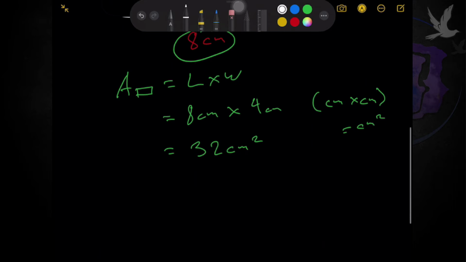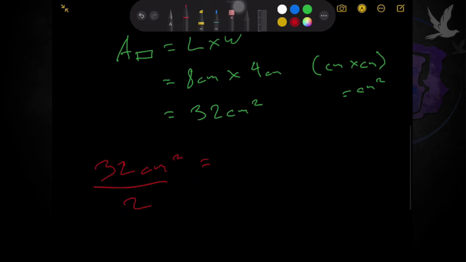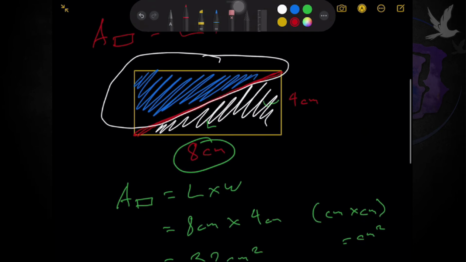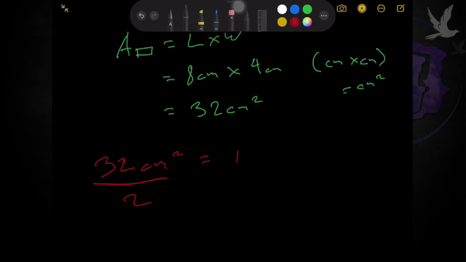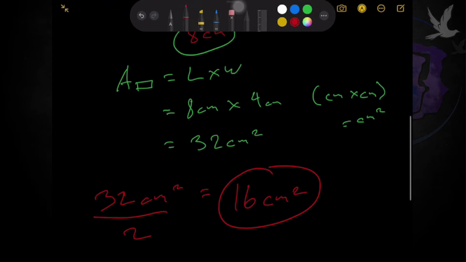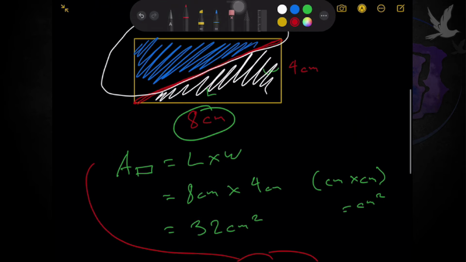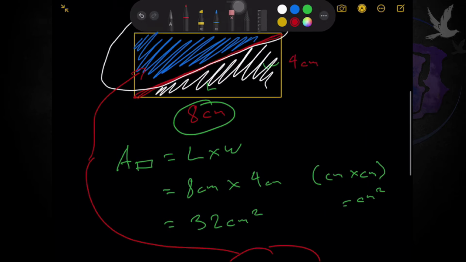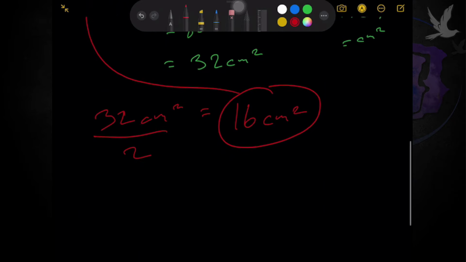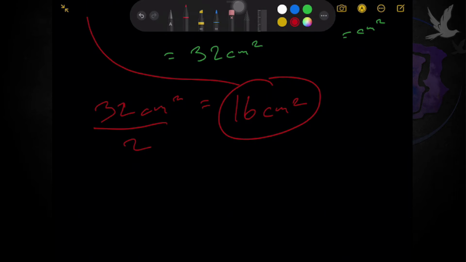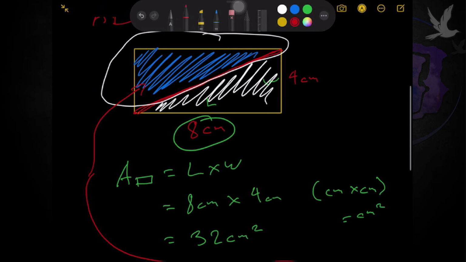So in other words, just imagine if you're going to take this 32 centimeters squared and divide it by 2, or basically, we halve it. It is now equivalent to the area of one triangle. Right? 16 centimeters squared. So we are just dividing the area of the rectangle by 2.